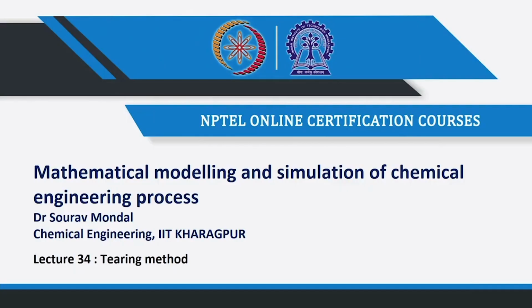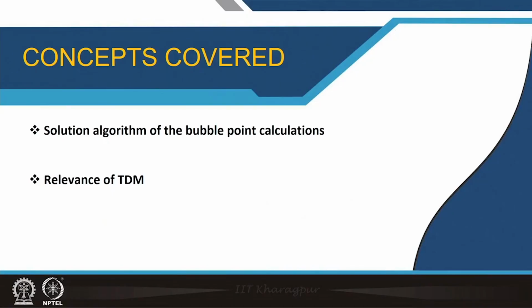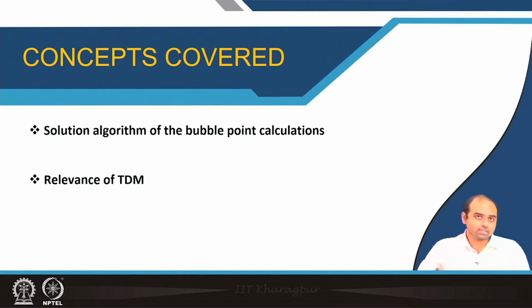Hello everyone. In this class today we are going to talk about the tiering method, essentially the bubble point calculation method, and its algorithm, and in the next class we will solve an example problem. Unless we talk about an example problem, things are not so well understood. Here we are going to talk about the bubble point calculations, the process of obtaining the necessary equation framework, and how you arrive at the tridiagonal matrix formulation.